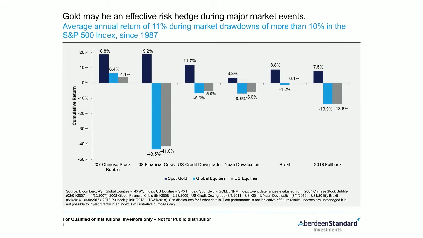Obviously, this slide is showing the last 6 events. So the 2007 Chinese bubble, the 2008 financial crisis, the credit downgrade was 2011, the devaluation was 2015, Brexit was 2016. Obviously, we had the pullback in 2018, and now the COVID-19 pandemic here in 2020. For this latest market event with COVID, we don't have the bar chart showing, but the results would look very similar in that gold is up around 17%, while the other equities around the world are down substantially, in most cases greater than 10%.